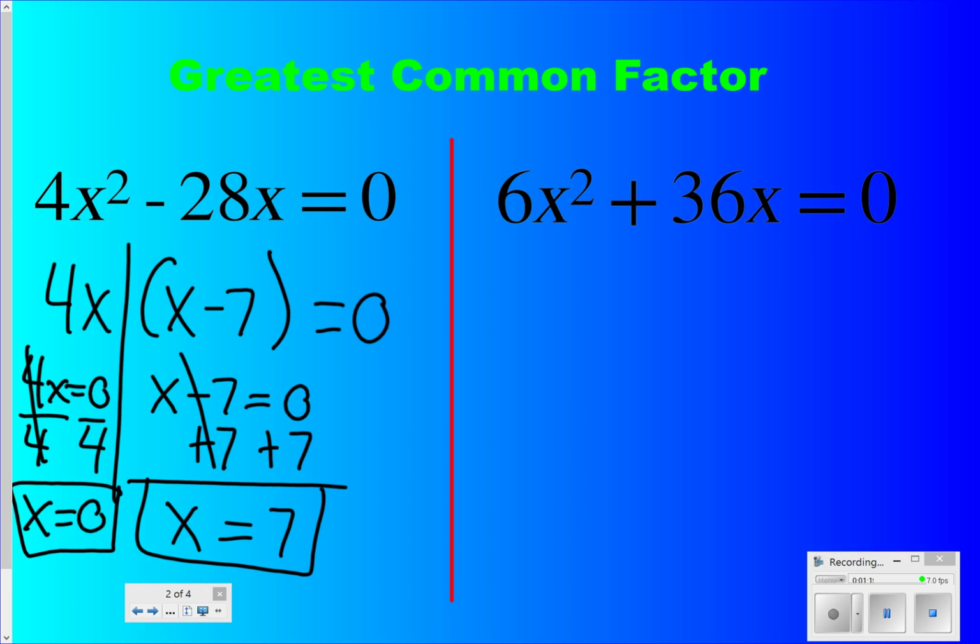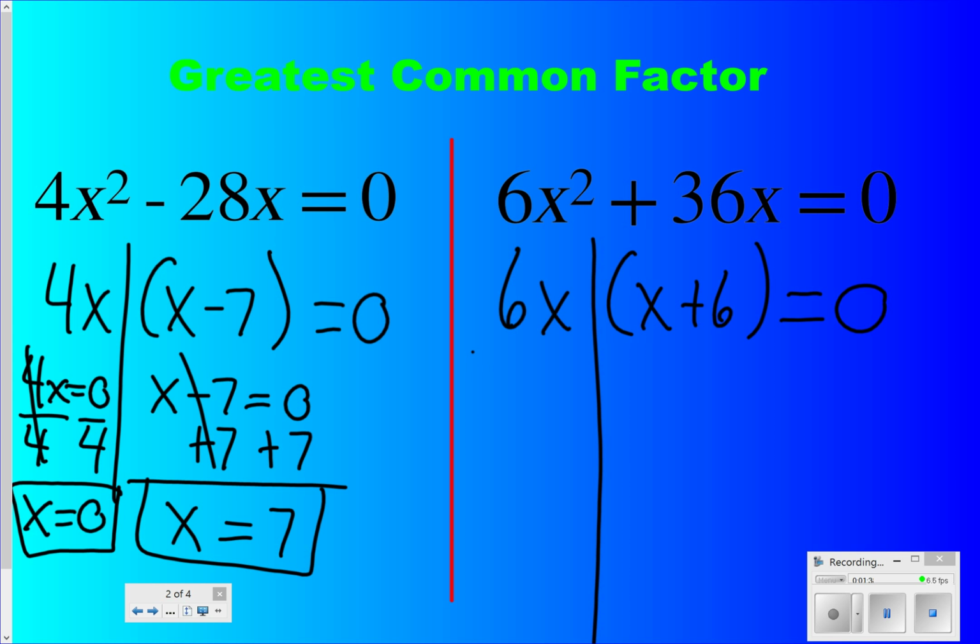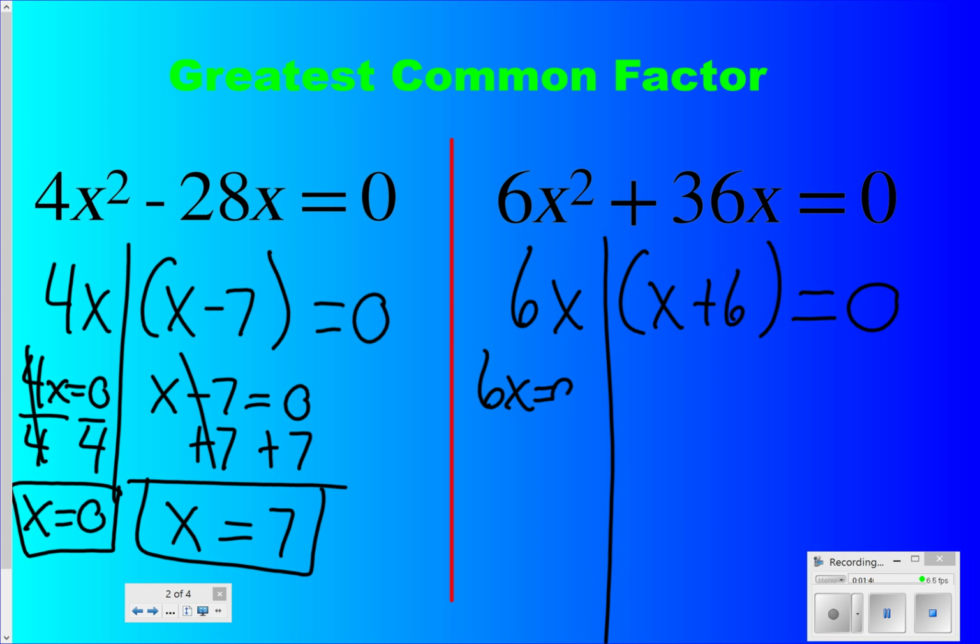Now on this side you're going to do the same thing. The equation is already set equal to 0 as it was in the first one, so next you're going to factor it completely, and it's going to be 6x, and then in parentheses x plus 6, close the parentheses, equal to 0. Next you're going to split the factors, and you're going to have 6x equals 0, and you're going to have x plus 6 equals 0.